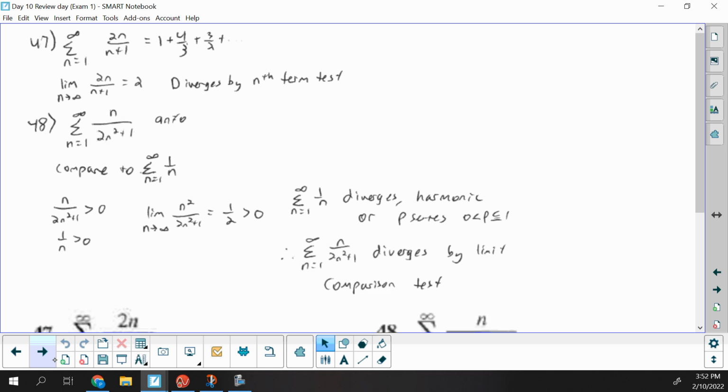(47) As n goes to infinity, the individual terms are approaching 2, so that means we must diverge by the nth term test.